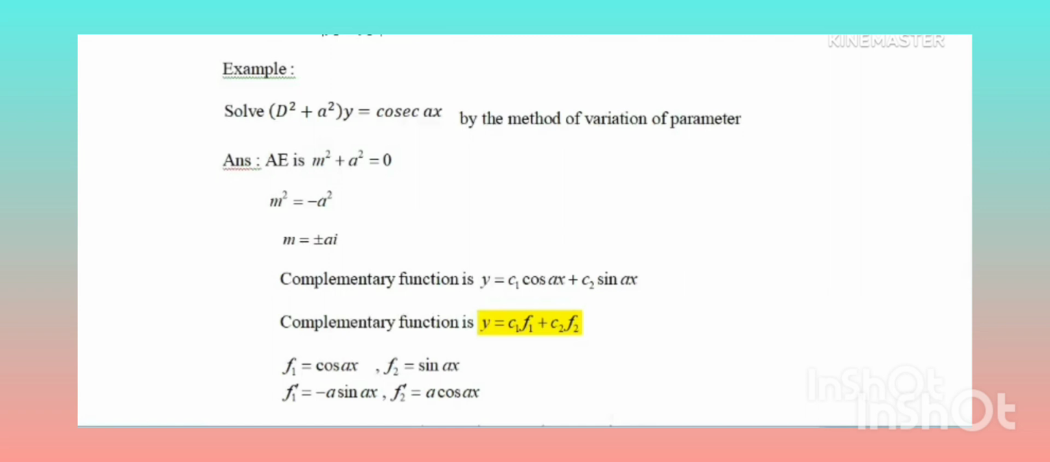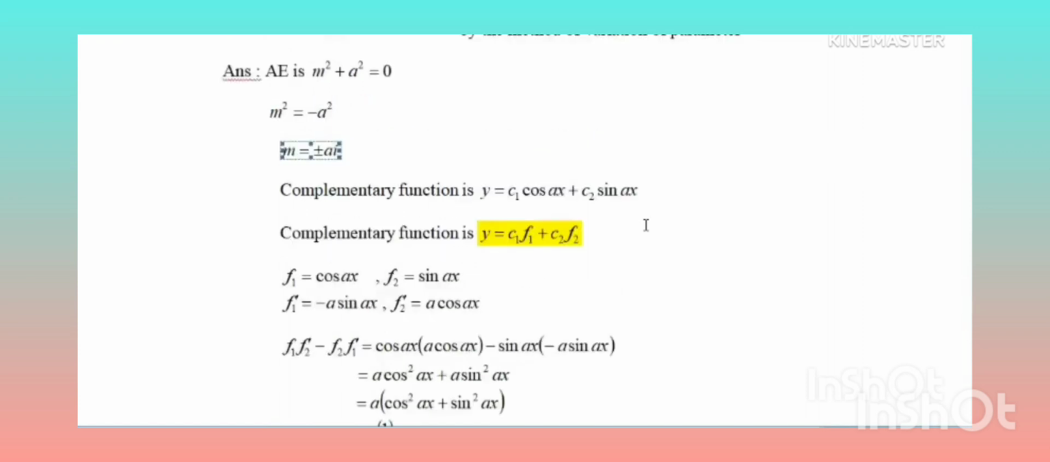Next, you have to find the roots. How to find the roots? m square plus a square is equal to 0, so m square is equal to minus a square. m square is equal to minus a square means what is m? m is equal to plus or minus ai. So these are complex roots.